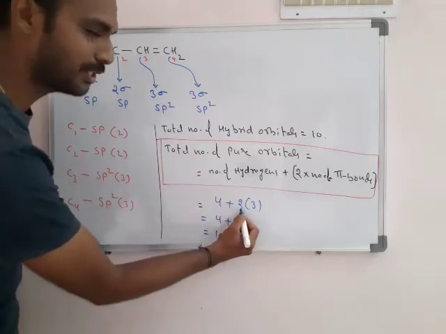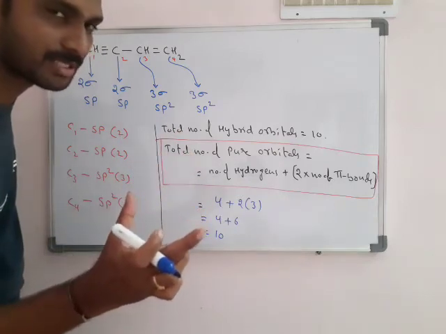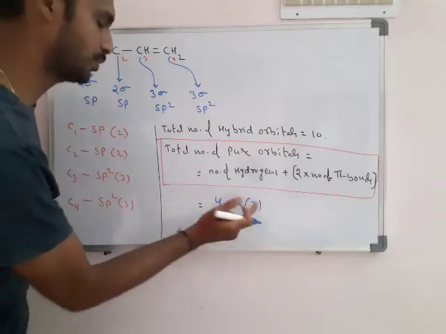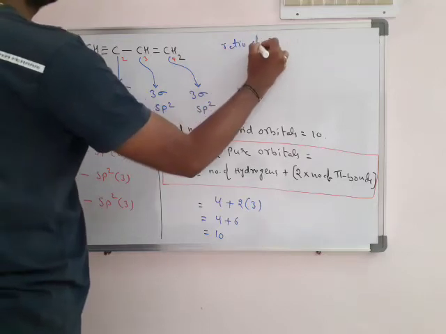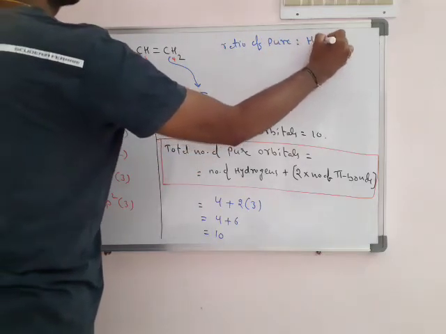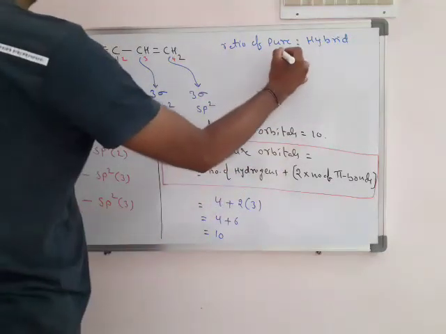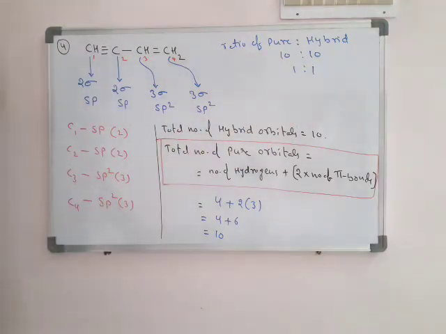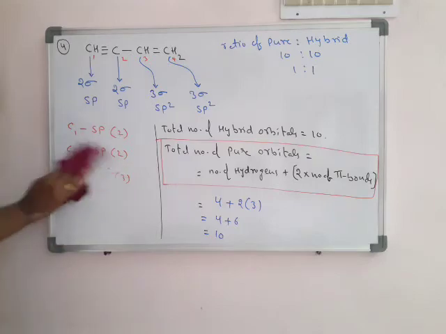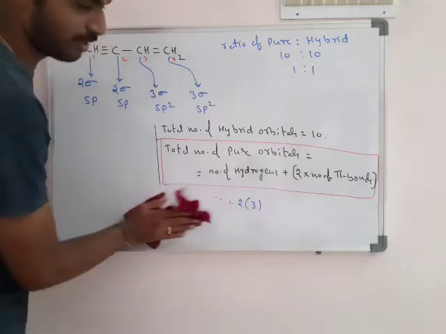Why are we multiplying by 2? Because one pi bond is formed by 2 pi orbitals overlapping sideways. That's why we wrote 2 into the number of pi bonds. Therefore, what is the ratio of pure and hybrid orbitals? That is 1:1. So let's see one more example.